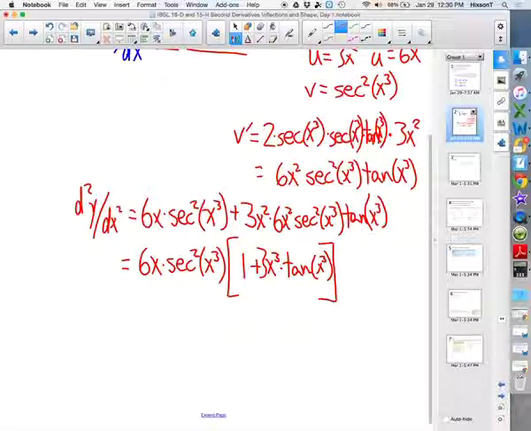Now, that's a more complicated one. The trig ones usually end up getting more complicated. Polynomial ones typically end up getting a little less complicated. So, it's a little bit of a trade-off.